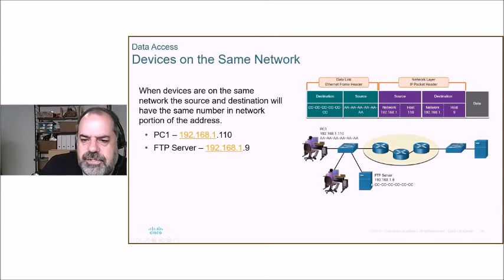Now, these two both have a MAC address. PC1's MAC address is all A's, a little fanciful, and the destination MAC address is all C's. So that's the FTP server. Basically, we've got a bit of redundancy here because it's a local address. You probably could have gotten away with just the MAC addresses, but we're being consistent because we're using TCP/IP. This will work nicely, and they will be able to talk to one another.